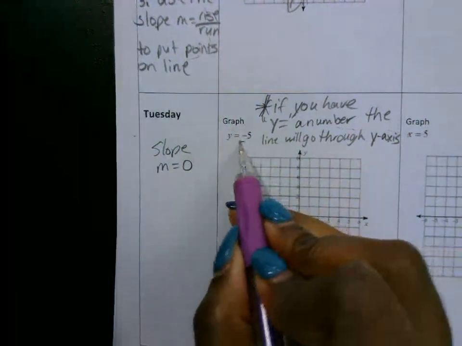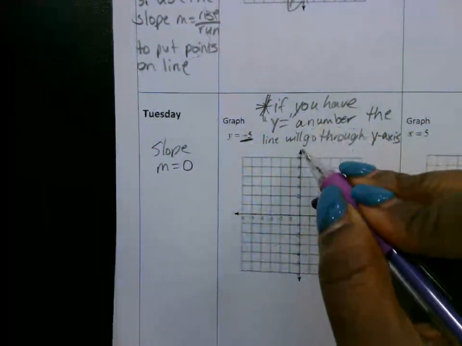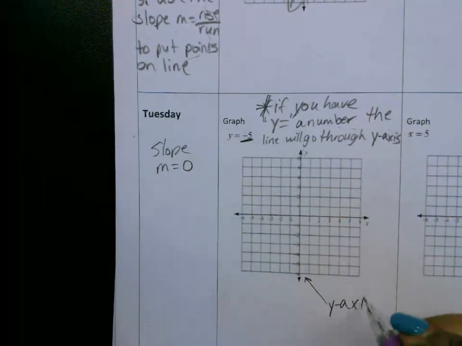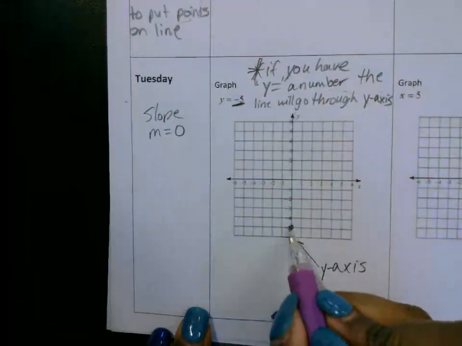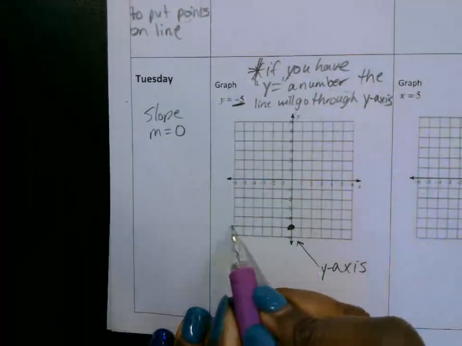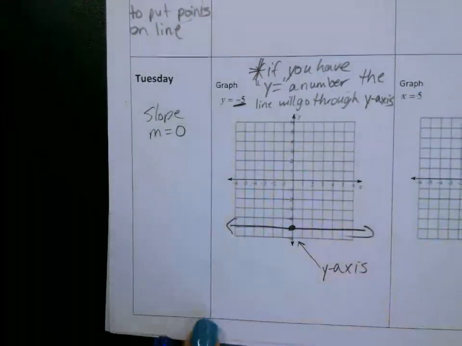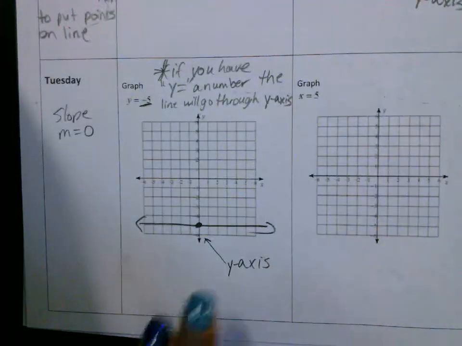So it's going to go through the y-axis at -5. So we're going to find -5 on the y-axis. I'm going to label, this is my y-axis. -5 on the y-axis is down here. The line is going to go through -5. Slope is 0. I'm going to pause for the calls. Give us a chance to write. All right. Start again.